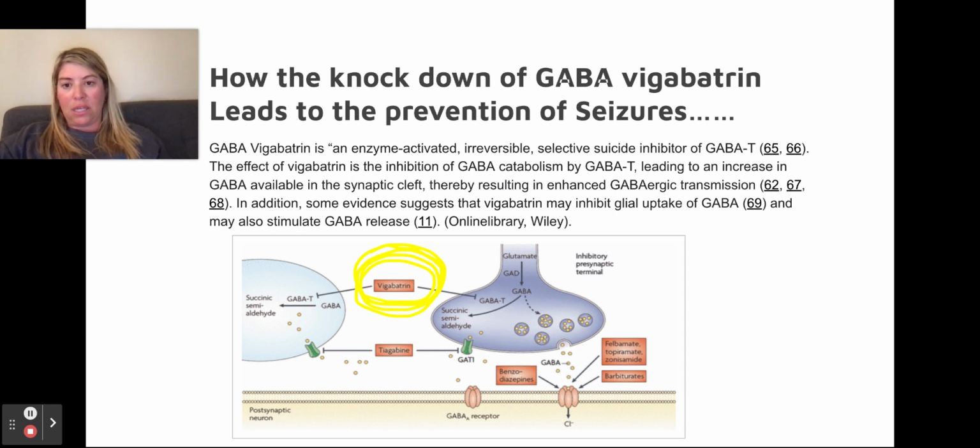So I just thought that this was a good image with the inhibitory presynaptic terminal. You can see the glutamate, you can see the GABA-T, succinyl semialdehyde, and kind of like the inhibition process. The postsynaptic neuron never fires.